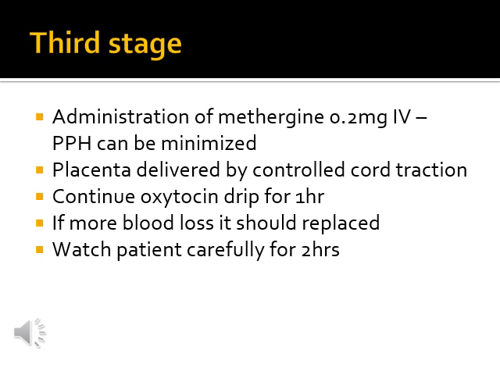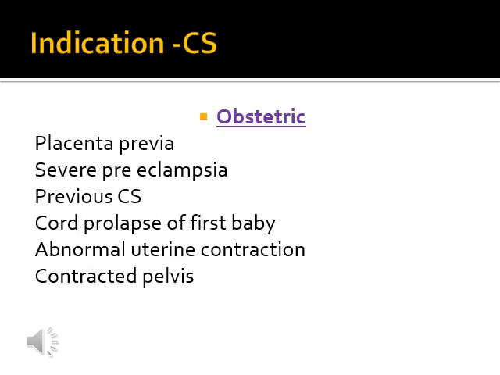Continue the oxytocin drip for 1 hour after the delivery. If more blood is lost, it should be replaced by blood transfusion. Watch the patient carefully for about 2 hours. Now let's see the indications of cesarean delivery.